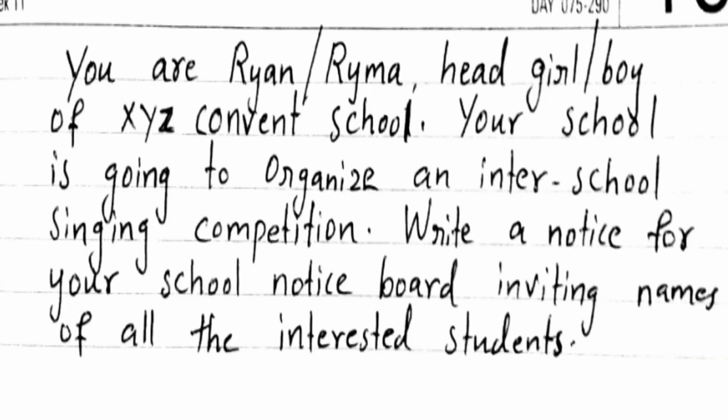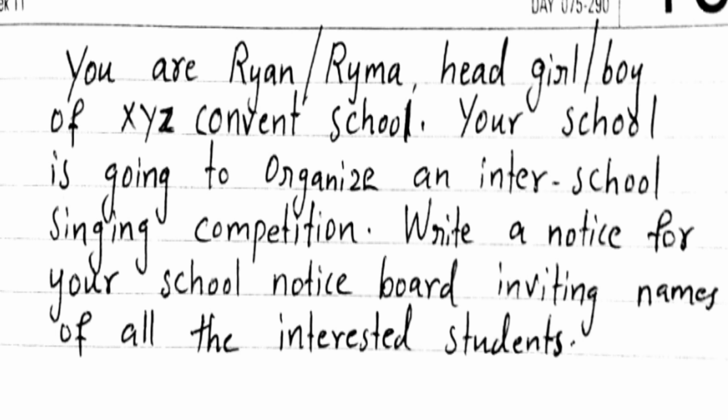Now you have got a question here. You are Ryan or Raima, head girl or boy of XYZ Convent School. Your school is going to organize an inter-school singing competition. Write a notice for your school notice board inviting names of all the interested students. Like this you will be getting a question. In that, two names will be given, for boys Ryan and for girls Raima, and the designation of that person will also be given, head girl or boy. And then the institution's name is there, that is XYZ Convent School, simply a name given.